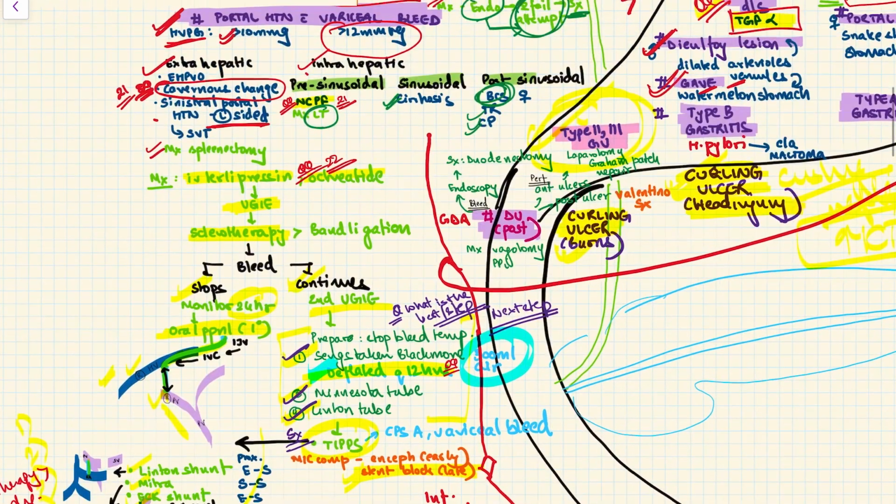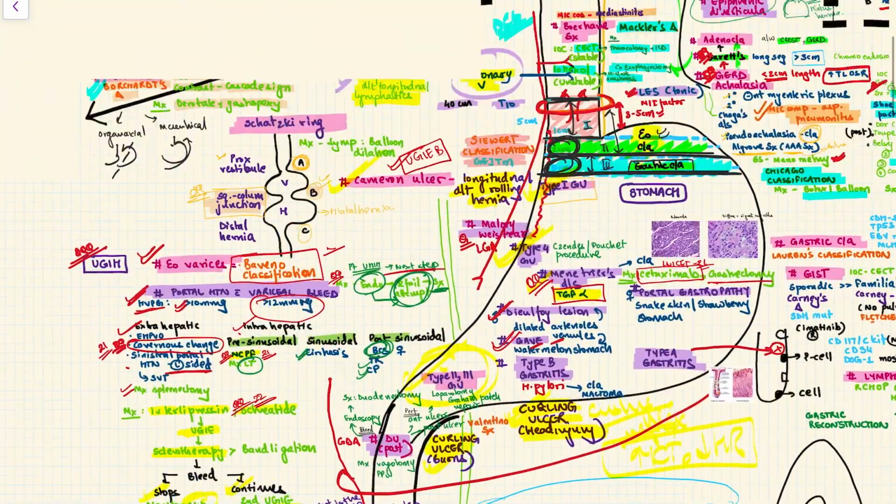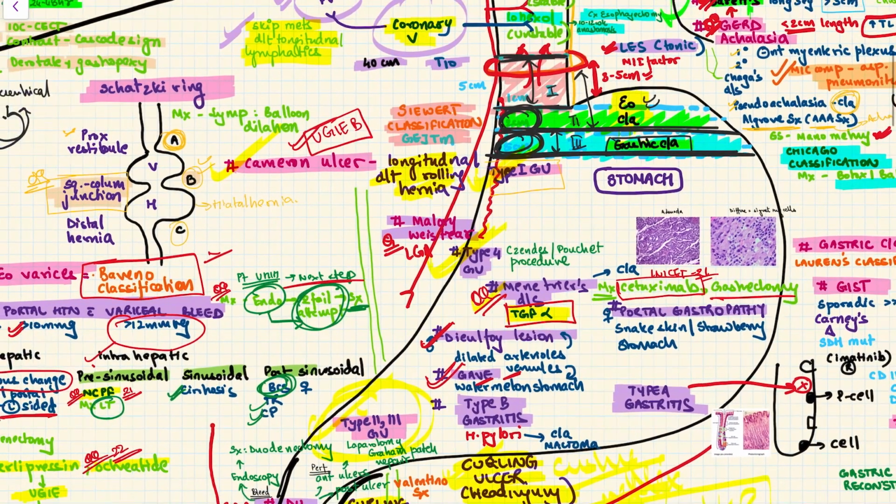right? Now let us look at the blood supply of the stomach. So the stomach is supplied by the left gastric artery, which is a branch of the celiac trunk, right? And the right gastric artery, which is again a branch of celiac trunk, but not a direct branch of the celiac trunk. It is a branch of the common hepatic artery, right?